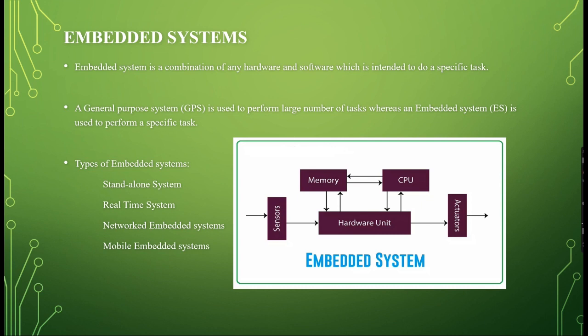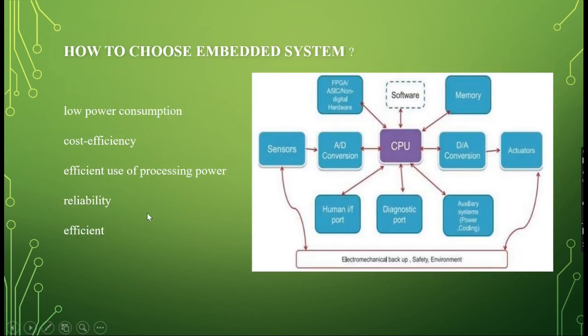There are different types of embedded systems: standalone embedded system, real-time embedded system, networked embedded system, and mobile embedded system. The factors for choosing an embedded system are low power consumption, cost efficiency, efficient use of processing power, reliability, and efficiency.